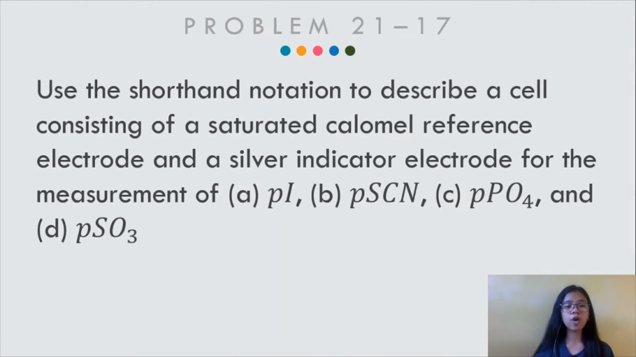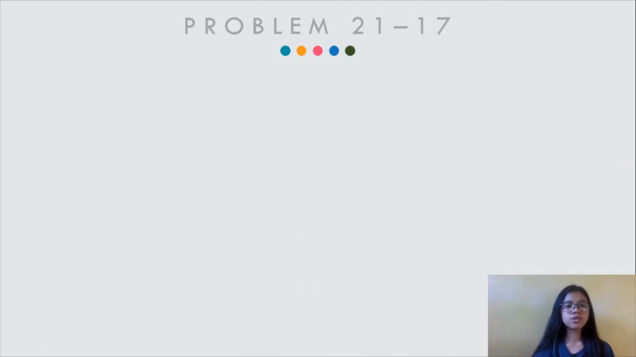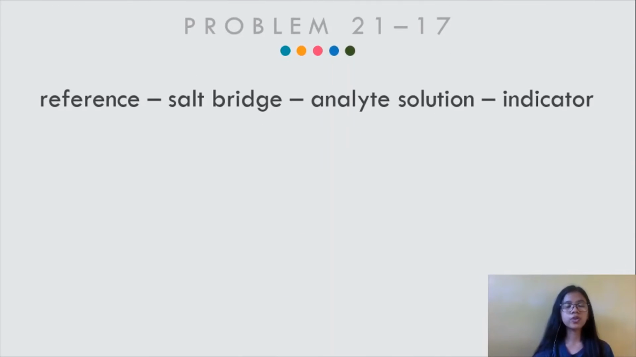Then for the second problem, use the shorthand notation to describe a cell consisting of a saturated calomel reference electrode and a silver indicator electrode for the measurement of pI, pSCN, pPO4, and pSO3. So for this particular problem, we are going to utilize the pattern reference, salt bridge, analyte solution, and indicator.